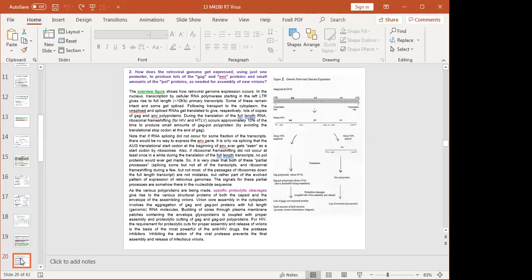Slide number 20: how does the RNA retroviral genome get expressed when we only have one promoter to make GAG-ONV proteins and Pol proteins? Please take a few minutes to understand this, and then you will refresh your memory on the AUG translation start codon, and a little bit about the proteolytic cleavage by the use of enzymes, proteases.